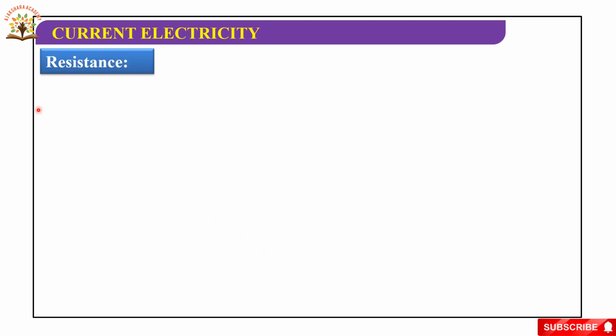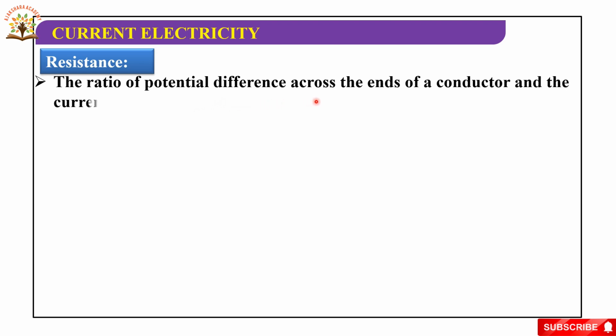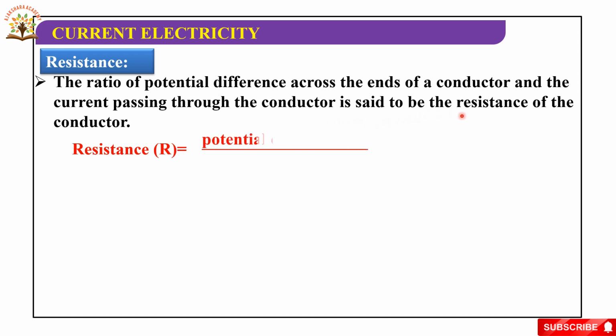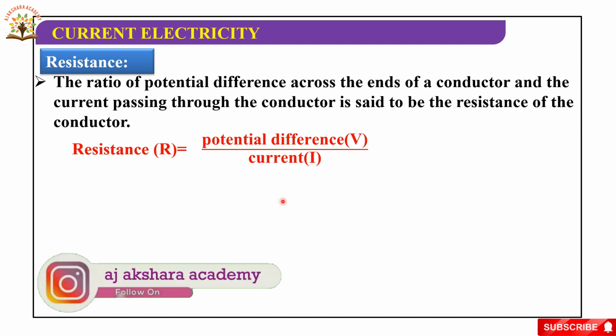Now we will discuss resistance. The ratio of potential difference across the ends of a conductor and the current passing through the conductor is said to be the resistance of the conductor. So resistance equals potential difference by electric current. R equals V by I.